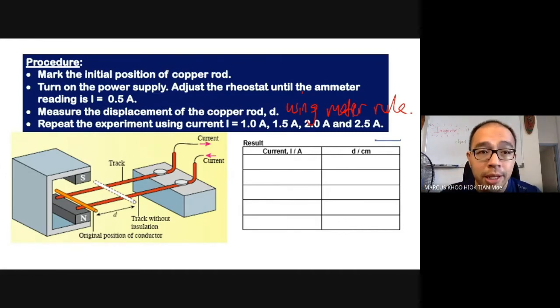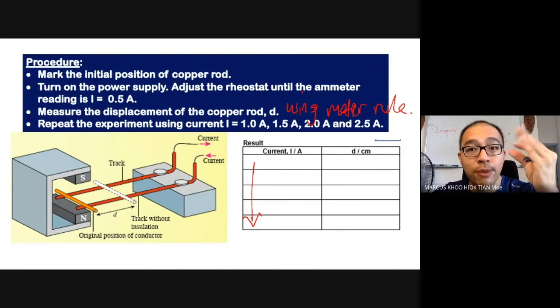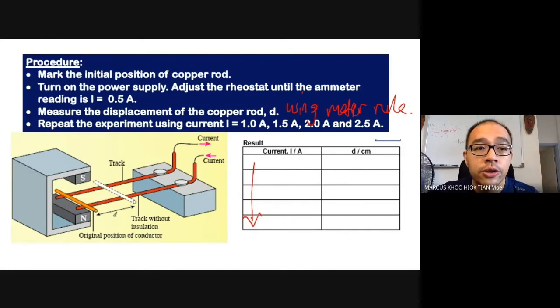And then we repeat the experiment using different values of current. The convention is we must always have five values, because in order to draw a good graph, you need at least 5 points. So we usually use values that are very standard: 0.5 amps, 1, 1.5, 2, 2.5. But just so that you know how the experiment is like.